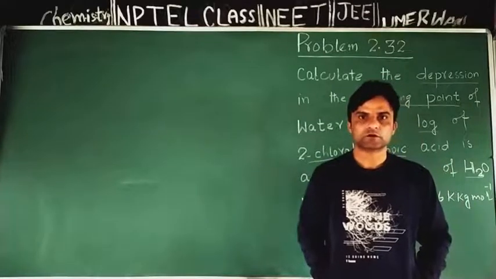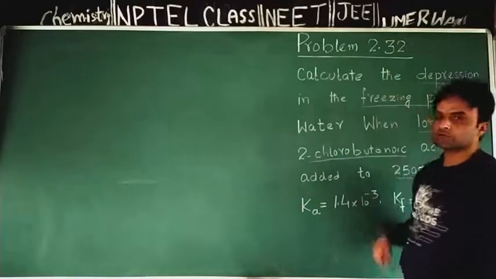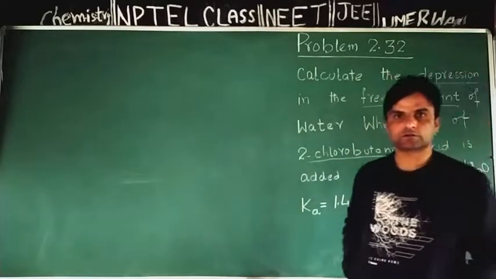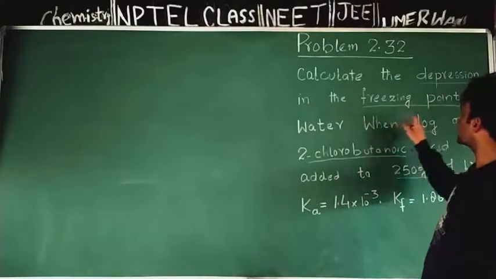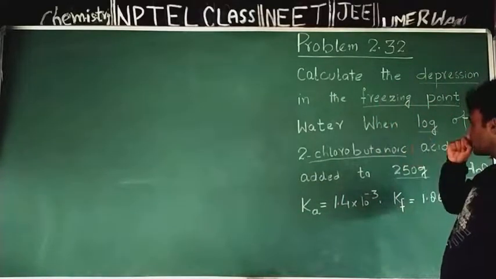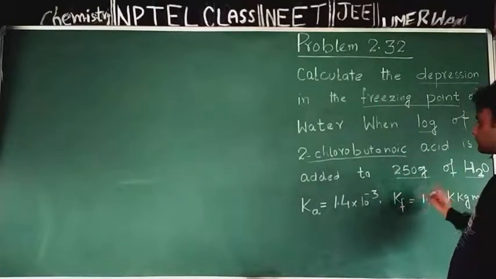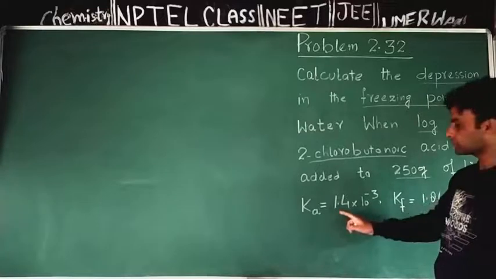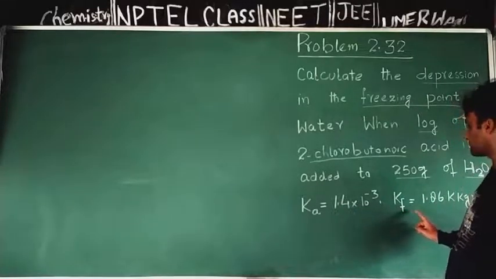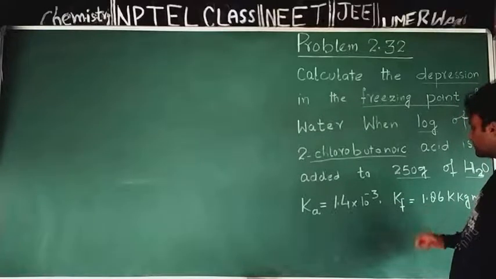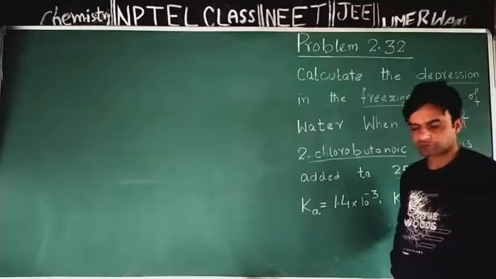Today I am here to solve chemistry class 12th NCERT problem 2.32 from unit 2nd, that is solutions. Let me read the problem. Calculate the depression in freezing point of water when 10 gram of 2-chlorobutanoic acid is added to 250 gram of water. Given acid dissociation constant of 2-chlorobutanoic acid is 1.4 into 10 raised to power minus 3 and molar freezing point constant of water is 1.86 Kelvin kg per mole.